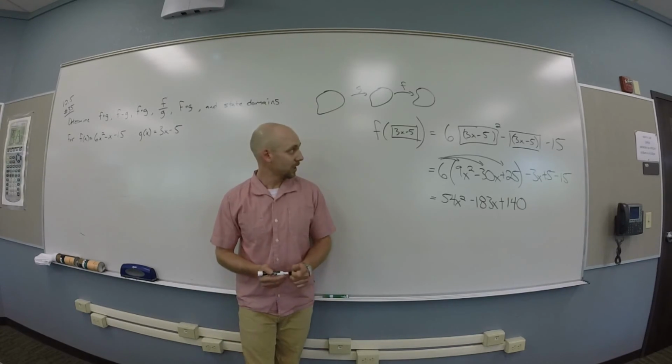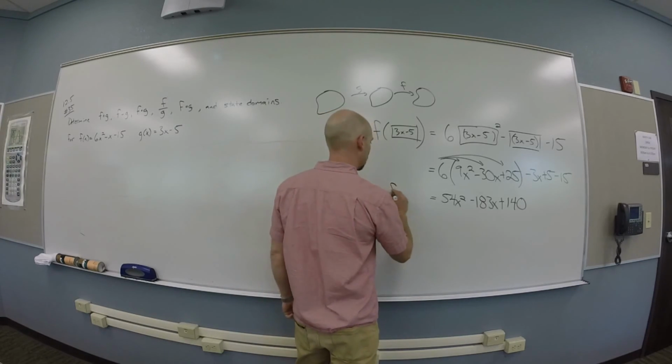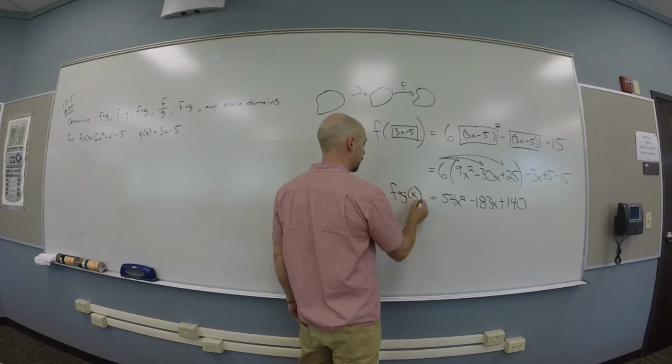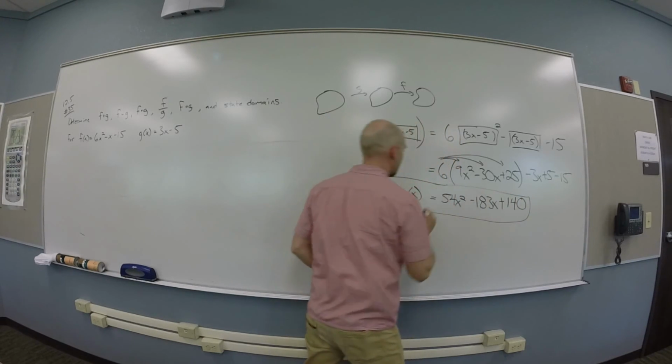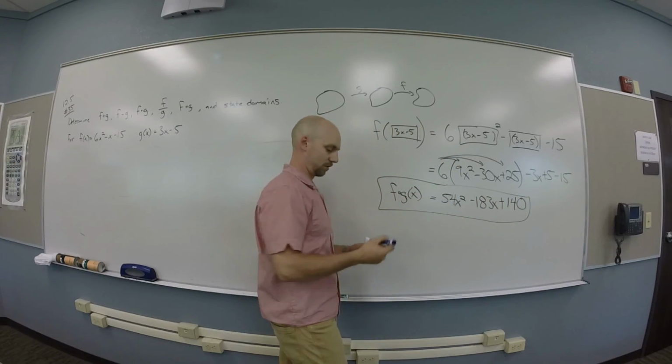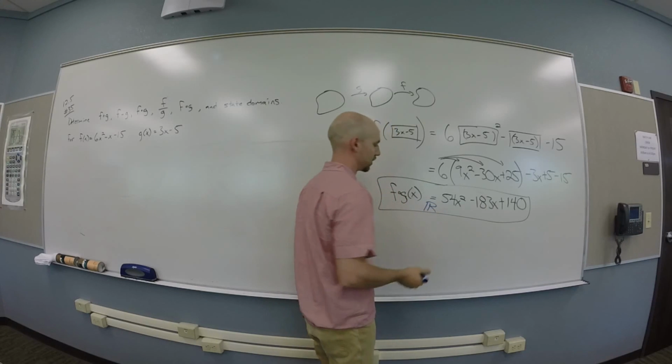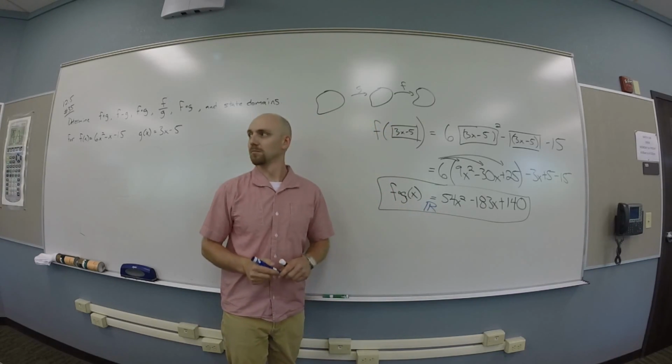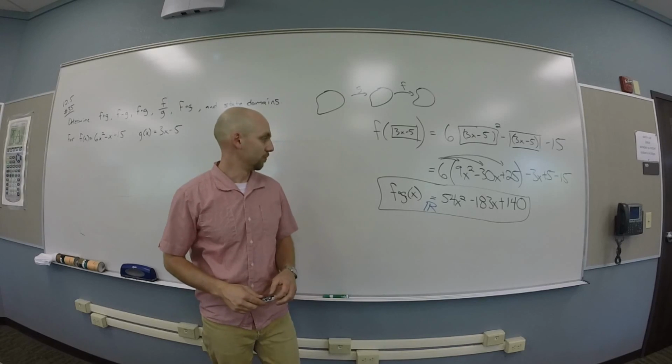And the domain on this thing? All real numbers because it's a parabola. So this is f composed with g, and the domain is all of R, yep, because it's a parabola. I'm done with that. Cool. Questions?